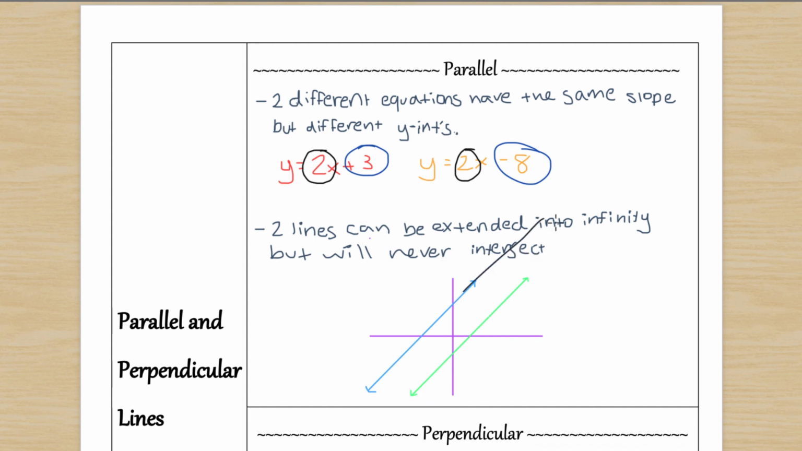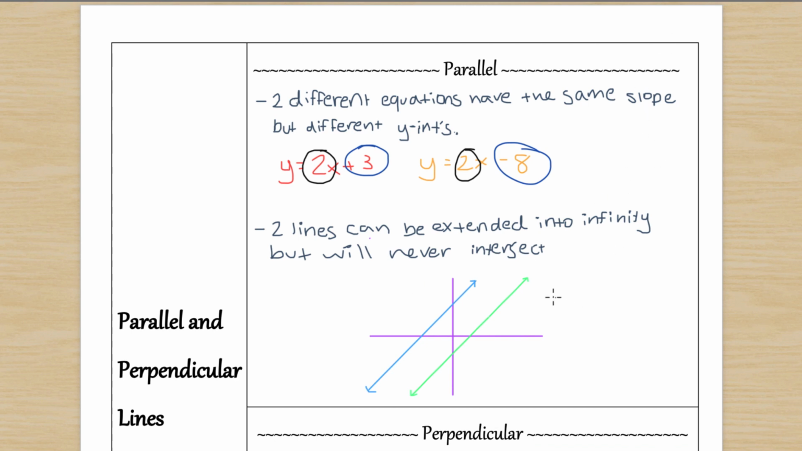I could extend both these lines in both directions all the way to infinity, but they would never cross, because they have the same slope. So if you ever see two lines that look like they won't cross, even when you extend them on the graph, that means they're parallel.